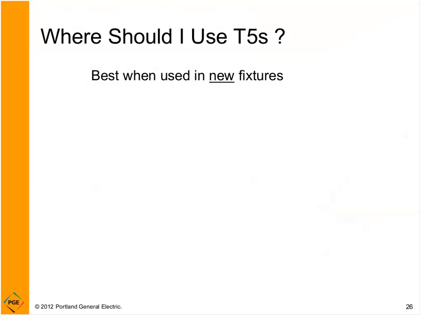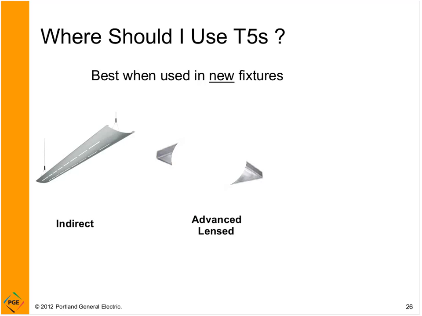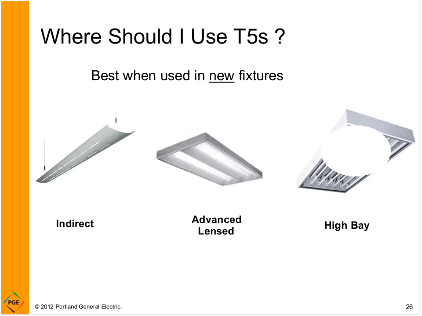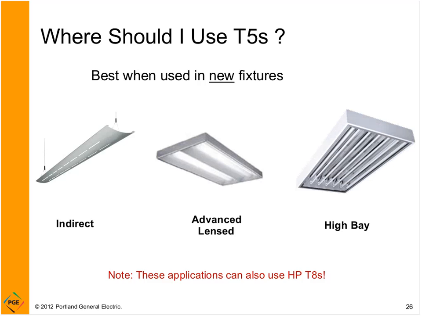And the best applications for T5s, I feel, are your indirect fixture, your advanced lens fixture. These are ones that have been designed around the lamp to get more light out of the fixture, and then high bays. Fluorescents have improved to the point where you can get light from very high distances down to the work plane. So even though I've mentioned T5s in this example, keep in mind that high-performance T8s work just as well and often better in all three of these applications.